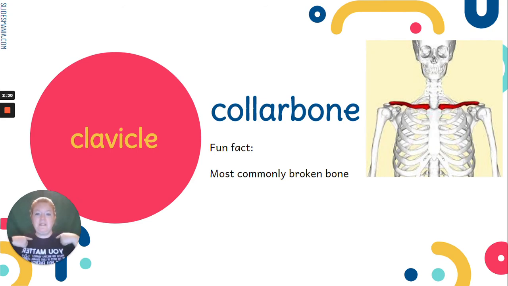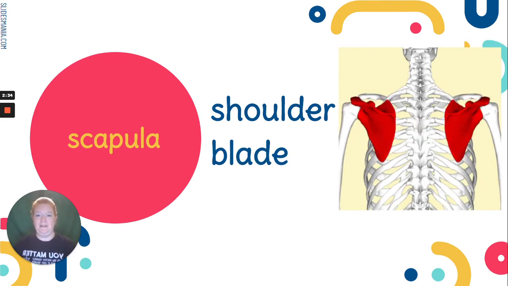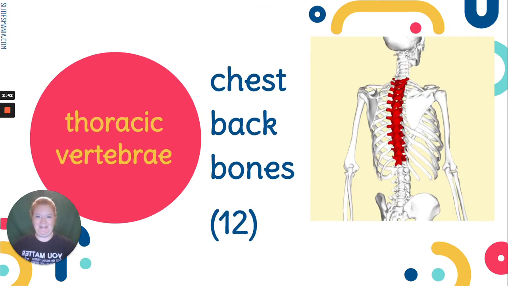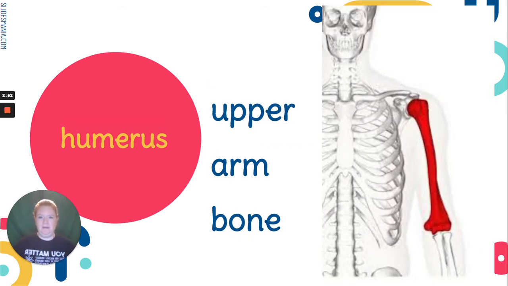The clavicle is your collarbone. That's the most commonly broken bone. The scapula is your shoulder blade. The sternum is your breastbone, your heart protector. Your thoracic vertebrae, you have 12 of them. And coincidentally, you have 12 ribs. So that should help. Your humerus is your upper arm bone.